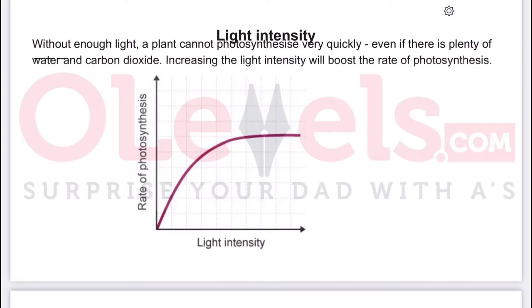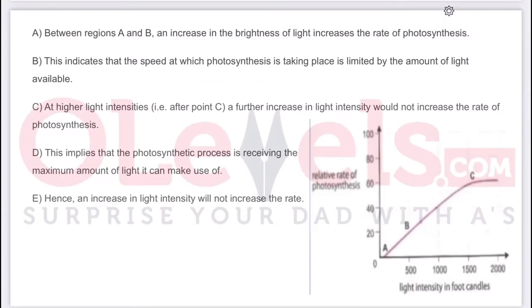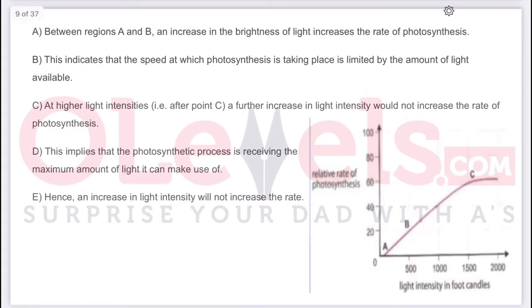Increasing the light intensity will boost the rate of photosynthesis. By this graph, we can relate this knowledge. We see when the light energy is less, the rate of photosynthesis is slow. And when the light intensity increases, the rate of photosynthesis also increases. So here is the graph at the bottom right, and the statements are relating to this graph.